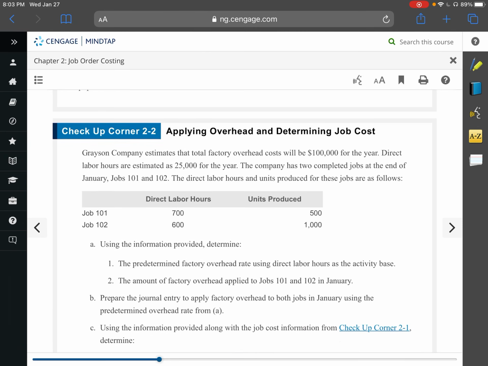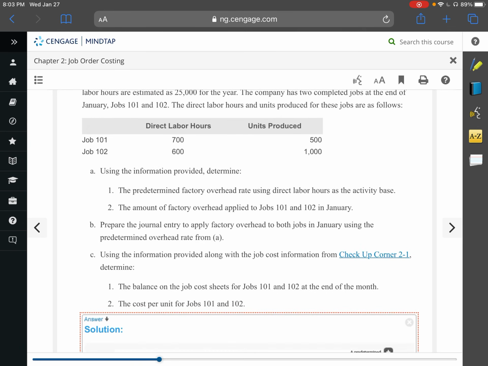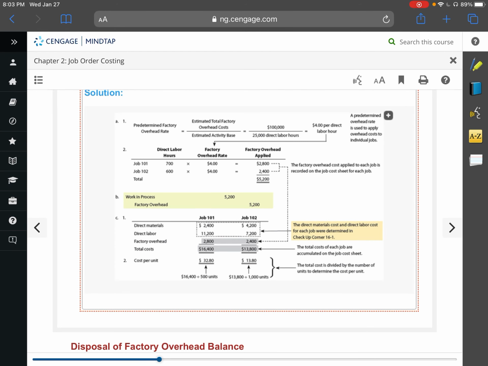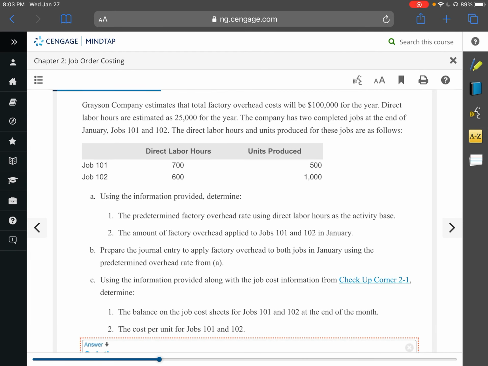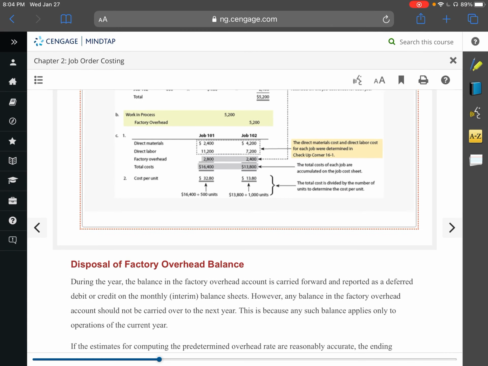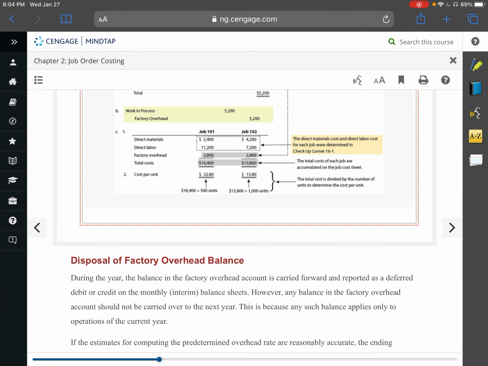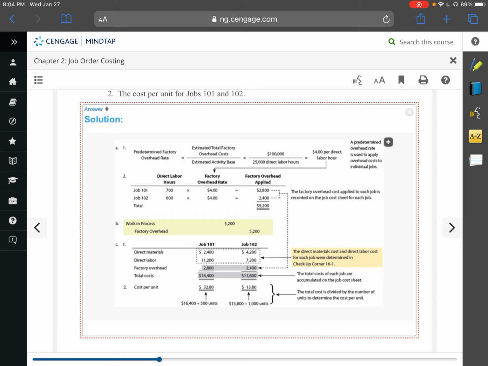All right, so when we look at job number 1, we had total direct materials of 2,800. We had direct labor of 11,200. And then we had factory overhead of 2,800. And those numbers, the 2,400, ouch, and the 11,200, I believe those came from earlier examples when we were looking at it. And they're just summing all those up here.